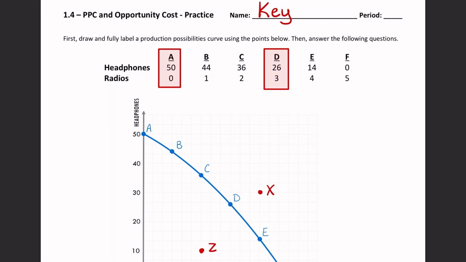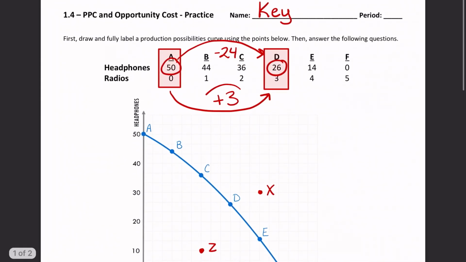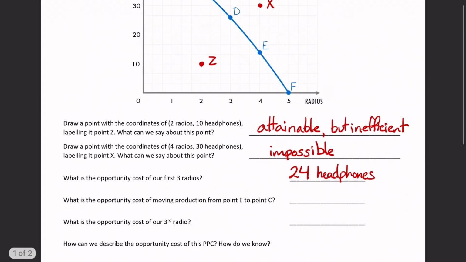So we're moving from point A to point D, where we add 3 radios, but remember, our cost is what we have to give up. If you notice, we would go from producing 50 headphones down to only producing 26 headphones. So how many headphones would we be giving up making? Well, 50 minus 26 is 24. Therefore our opportunity cost is 24 headphones, because we would have to stop producing 24 headphones in order to start producing those 3 radios.